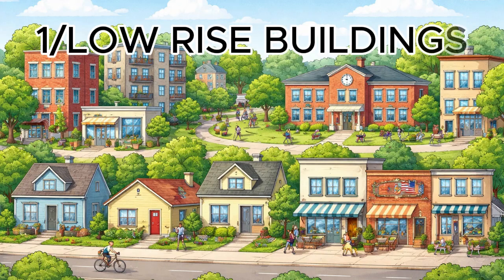First, let us discuss low-rise buildings. Low-rise buildings are buildings that have a small number of floors, usually 1 to 3 stories. These buildings have less height and simpler structural design. Examples of low-rise buildings include individual houses, small apartments, schools, small offices, and shops.